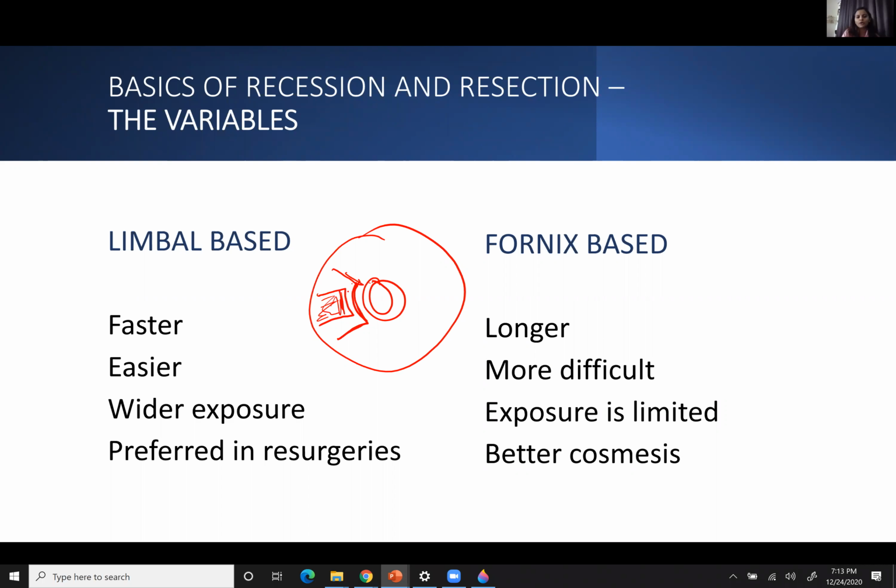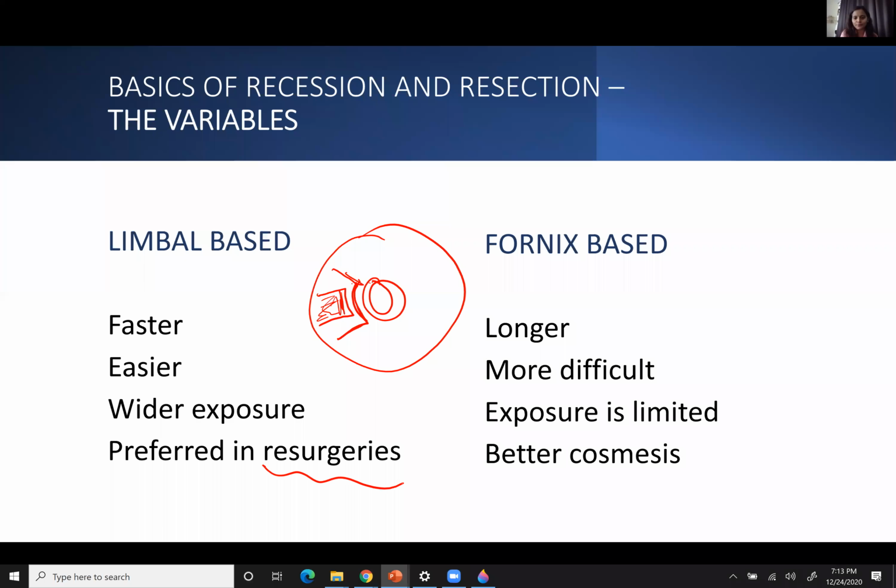Okay, and it's not very difficult to recognize it because there's not too much Tenon's anterior to it, so it's easily exposed. So you get a wider exposure once you give these relaxing cuts. You get a very wide exposure of the entire area around the muzzle. And limbal incision is definitely preferred in re-surgeries because it gives you a wide exposure and it's easy to expose the muzzle. Therefore you prefer limbal-based incisions in case of re-surgeries.